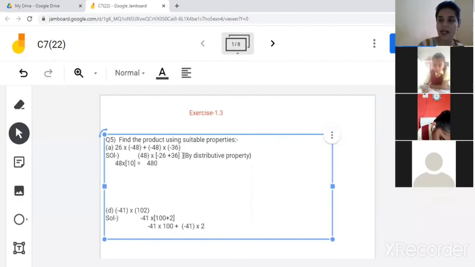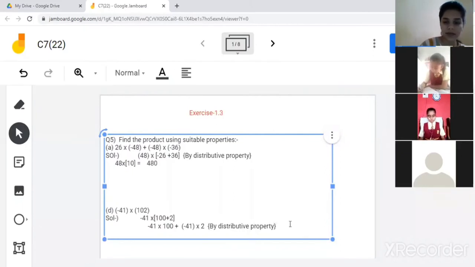Here in the first part of this question, we took the common and then did the calculation. But here we first wrote it in the form of a multiplied by (b plus c). So here we apply a multiplied by b plus a multiplied by c in this way. So this is what the distributive property is, by distributive property.